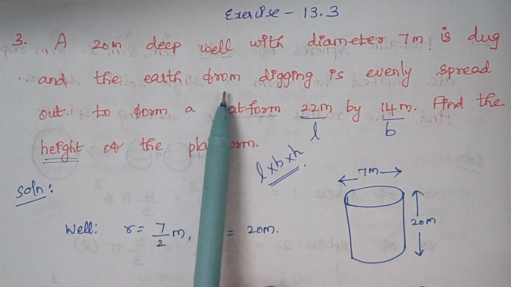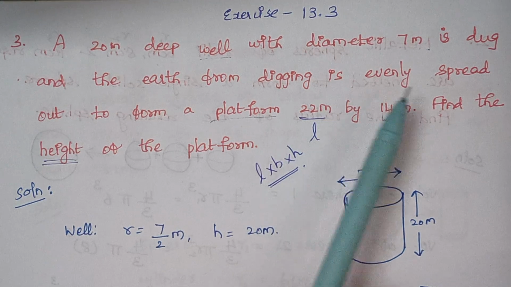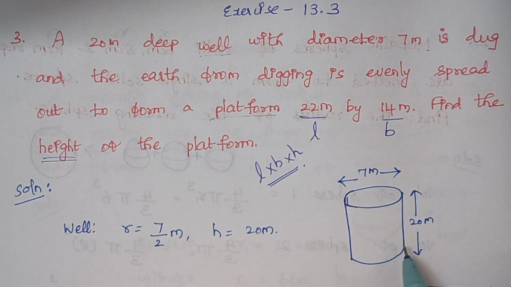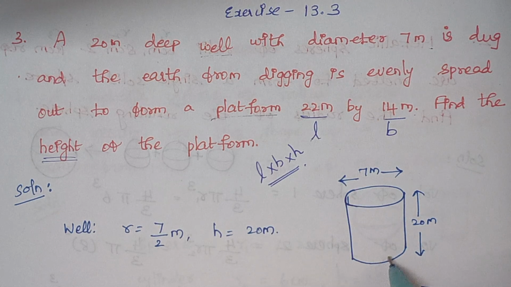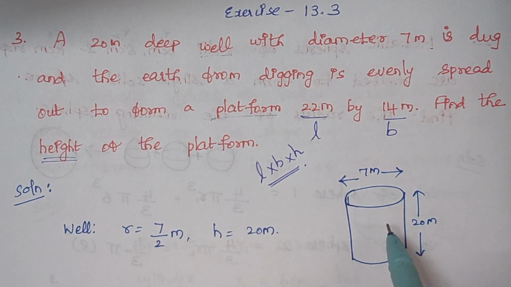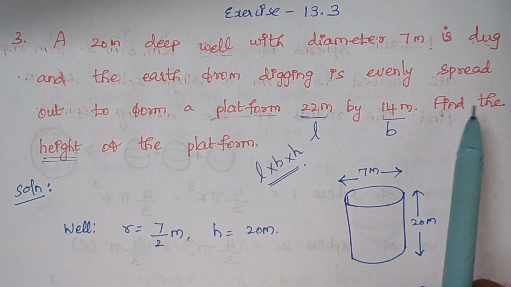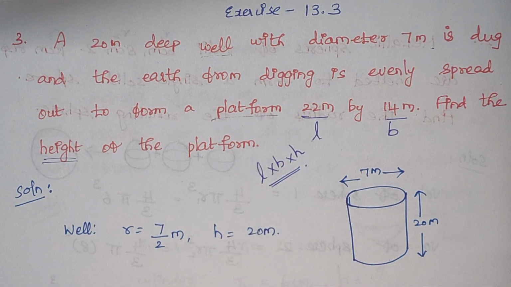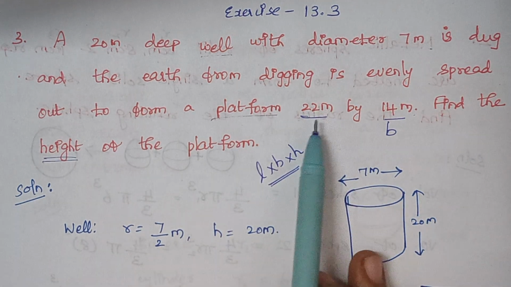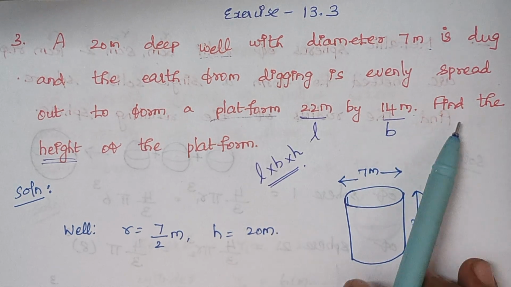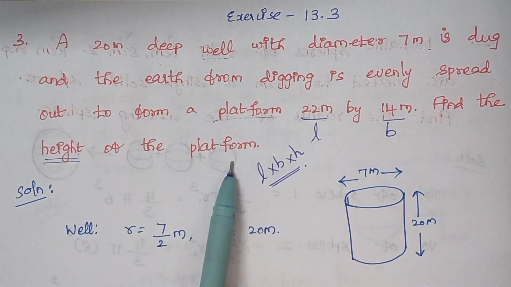Now, the earth from digging is evenly spread out. That is, while making this well, we will be removing the soil from the earth. So that earth or soil is evenly spread out to form a platform. Here they had simply mentioned the word platform, whose dimensions are 22 meter by 14 meter. Now, find the height of the platform.